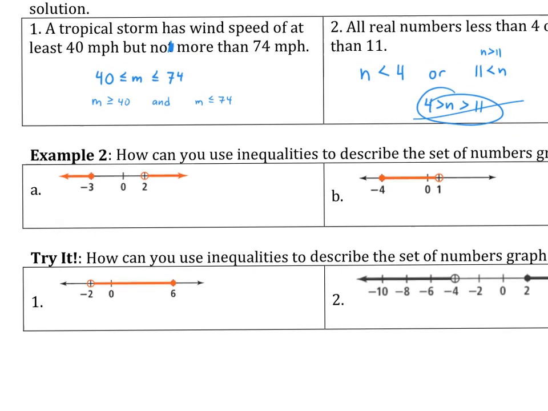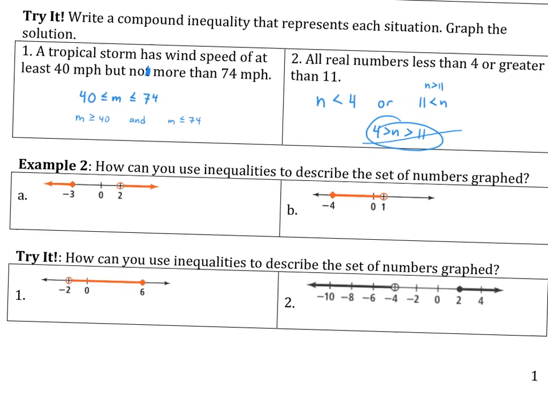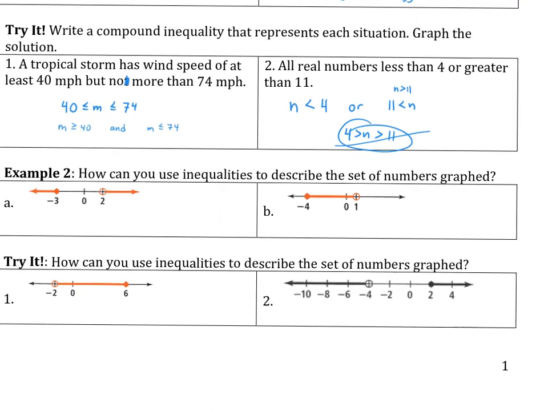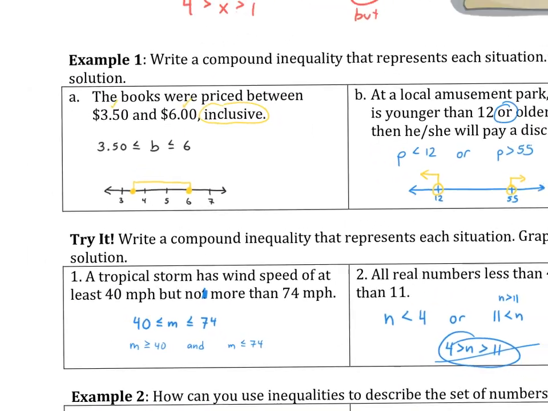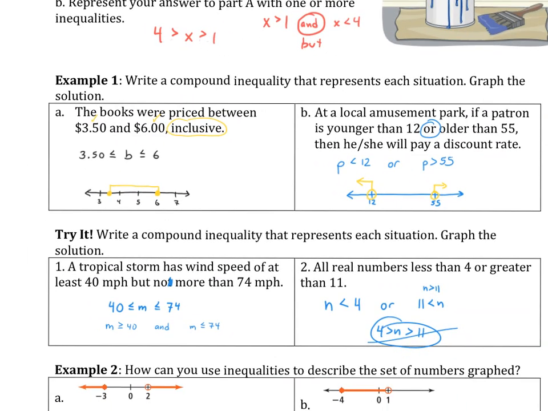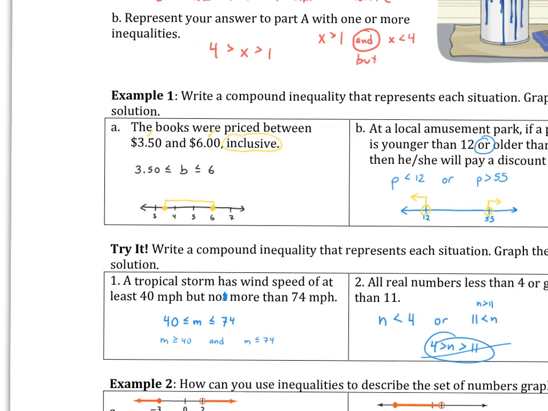All right, the next thing we want to do is to go backwards. You're given the graph. We want to write the inequality that is describing it. So how can we use an inequality to describe the set of numbers? Before we attack it, notice the shape of the graph. Now, this isn't always exact, but notice the shape of the graph. In part A above, the graph came together, okay?